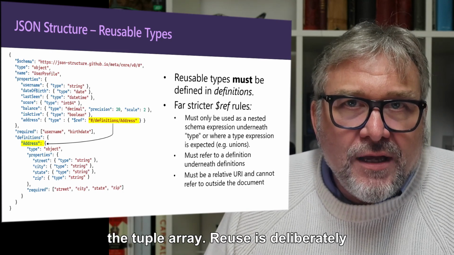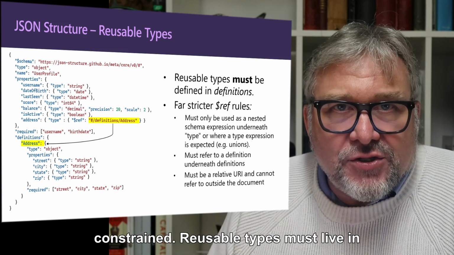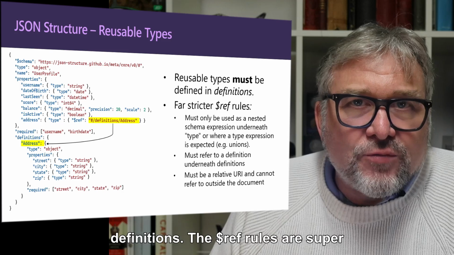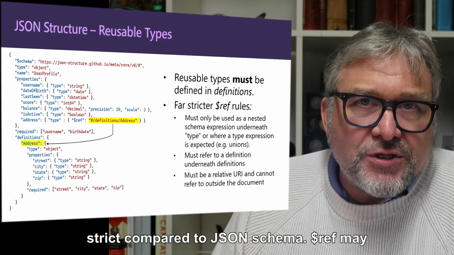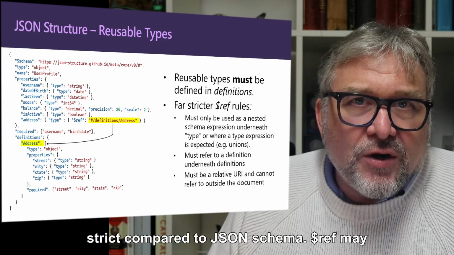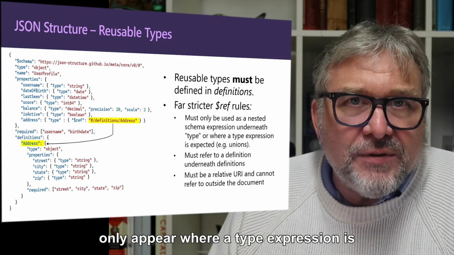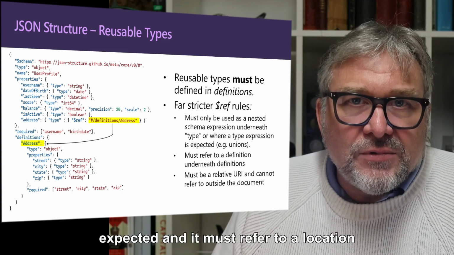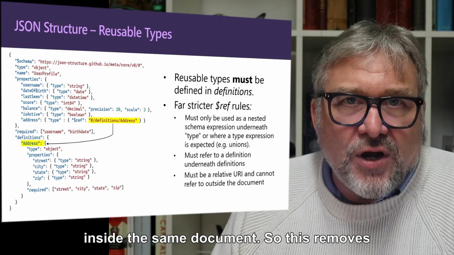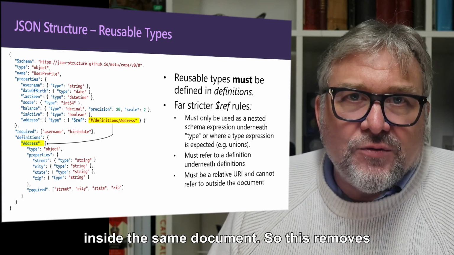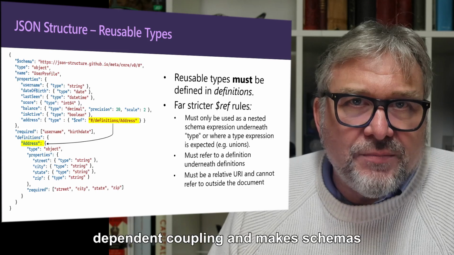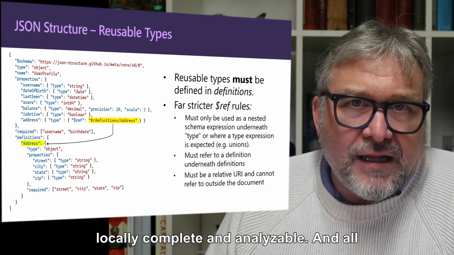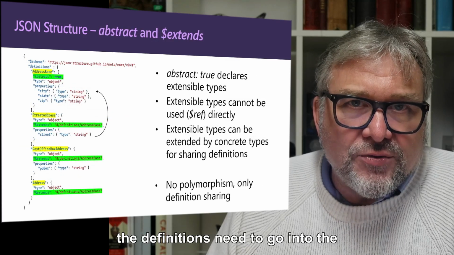Reuse is deliberately constrained. Reusable types must live in definitions. The $ref rules are super strict compared to JSON schema. $ref may only appear where a type expression is expected, and it must refer to a location inside the same document. So this removes an entire class of brittle location-dependent coupling and makes schemas locally complete and analyzable. And all the definitions need to go into the definitions section.